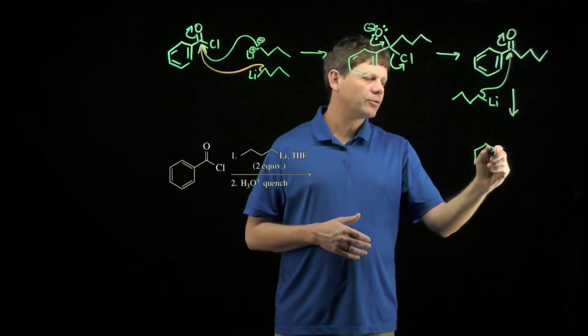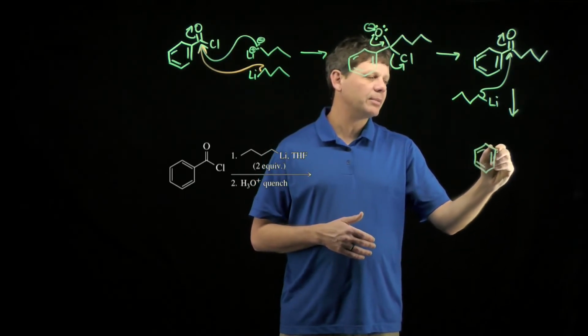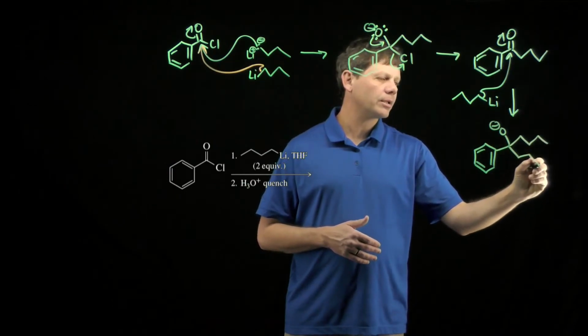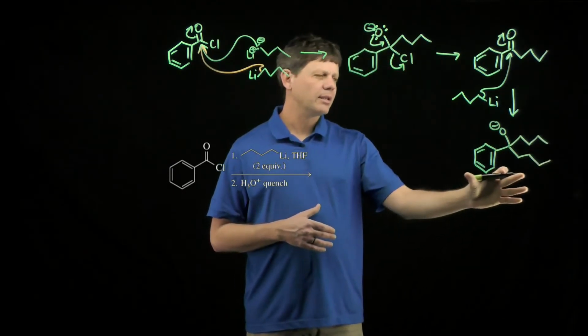Now, we don't call this a tetrahedral intermediate because there's nothing that can be eliminated, but we have formed the second of our carbon-carbon bonds. And so we end up here.